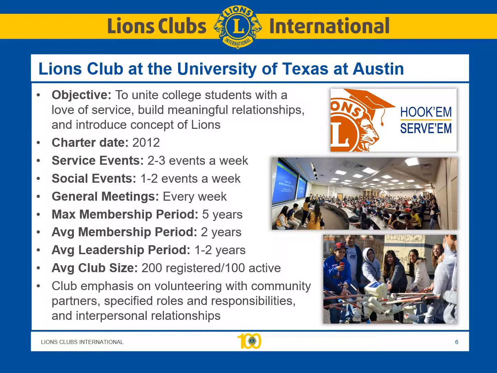Our average leadership period is around 1 to 2 years. We have a very flattened leadership approach at the Lions Club at the University of Texas at Austin, where we would have chairs that report to officers, and each of the officers has a committee that they're in charge of, and the exec just consists of all the officers.